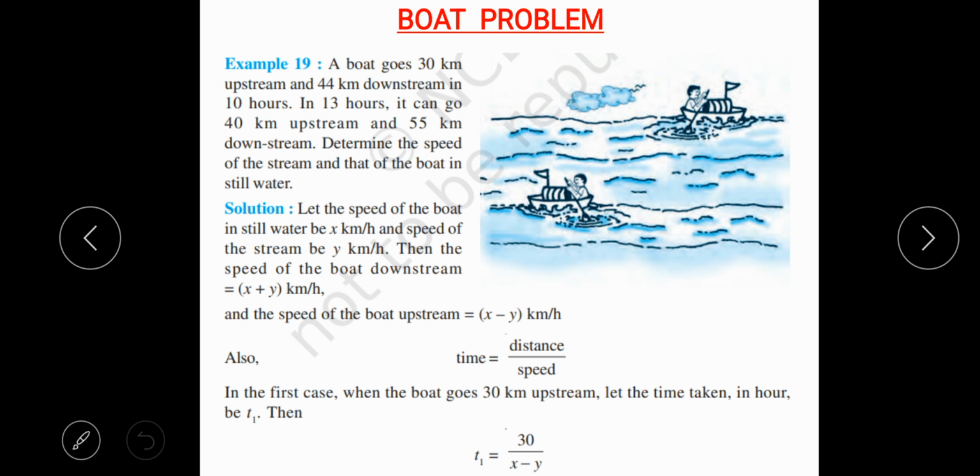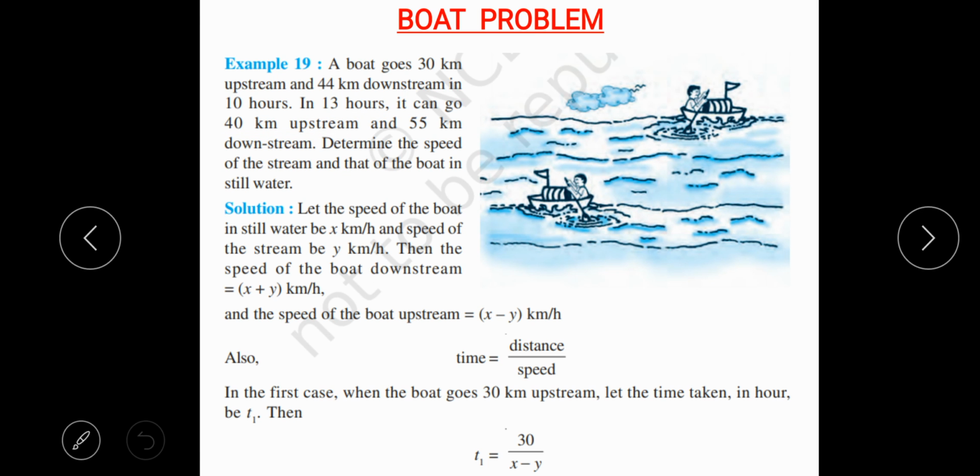So the boat is moving 30 km upstream and 44 km downstream in 10 hours. We are given the time as 10 hours, and also in 13 hours it can go 40 km upstream, against the flow of the water, and 55 km downstream, along the flow of the water.